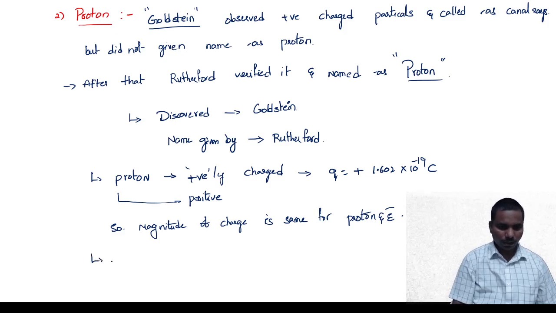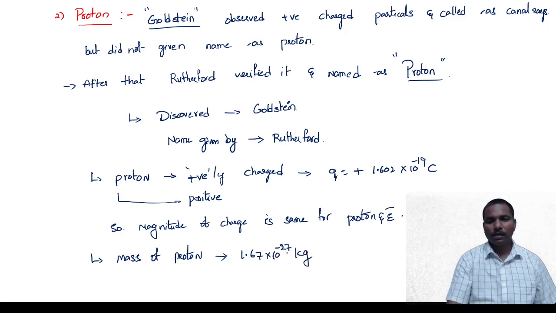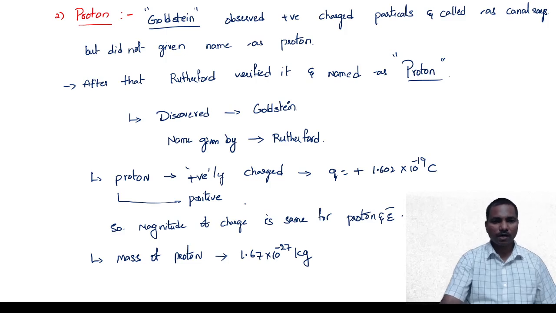And coming to the mass of proton, it is somewhat higher than the electron, that is 1.67 into 10 power minus 27 kg. Here minus 27, while for electron it is minus 31. So the electron is the smallest, and proton is somewhat heavier.